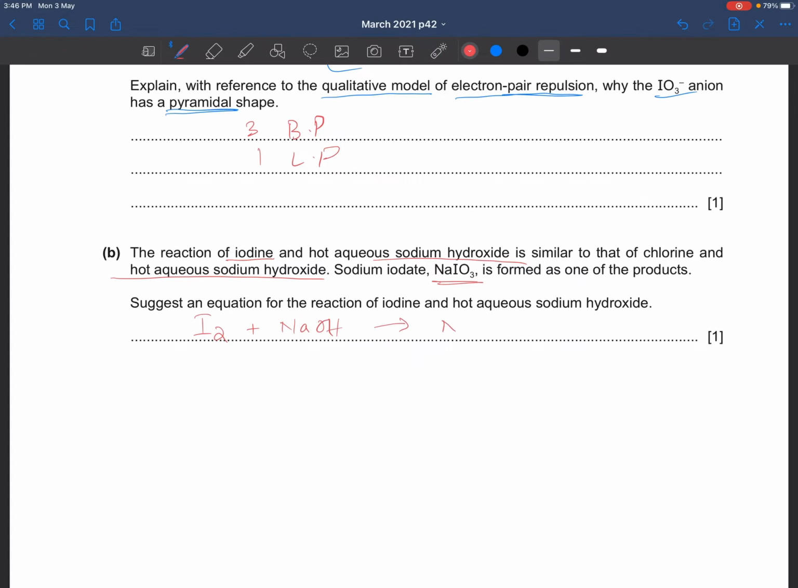So this would form sodium iodide plus NaIO3 plus H2O. You can just balance this equation. We have 3, 5 and 3. Right, so this is the equation.